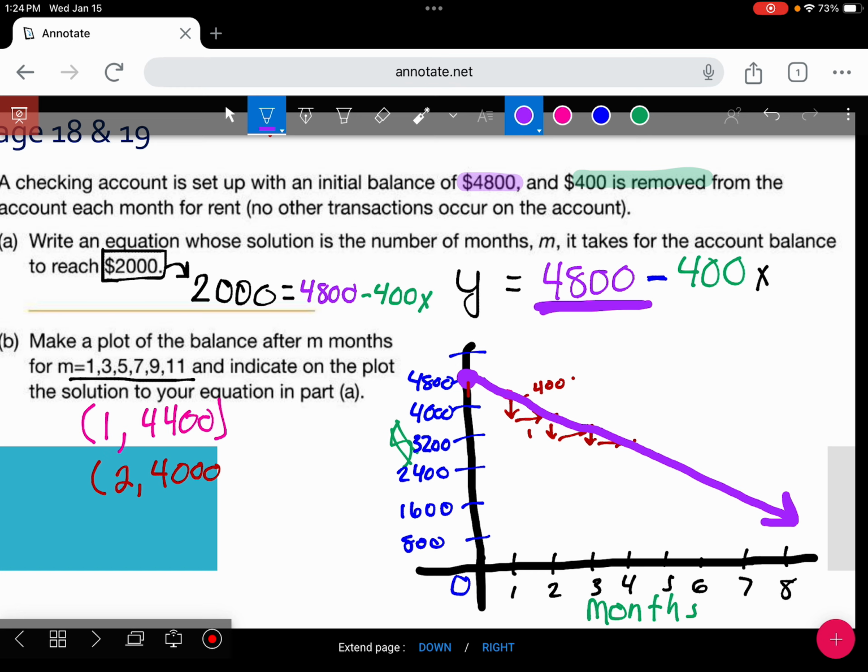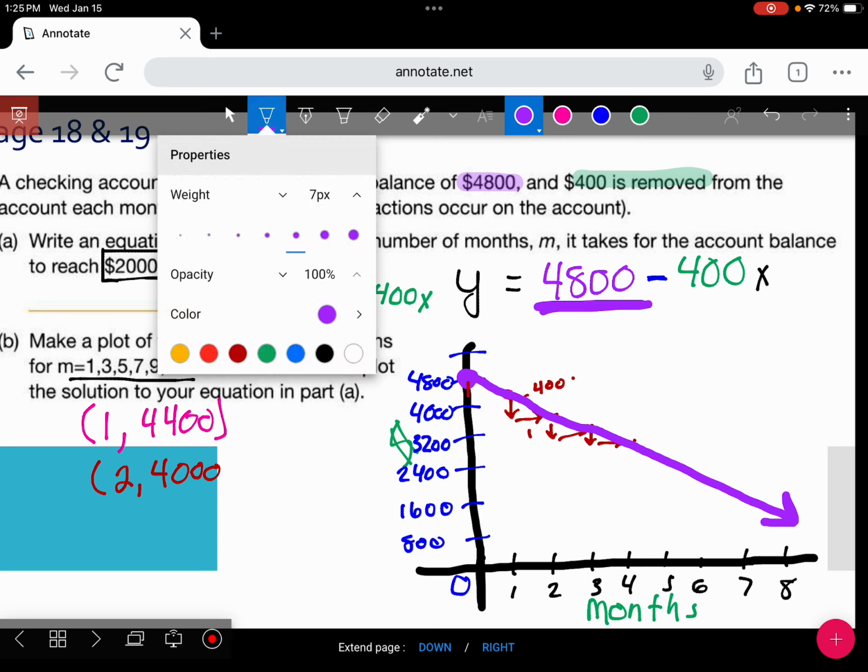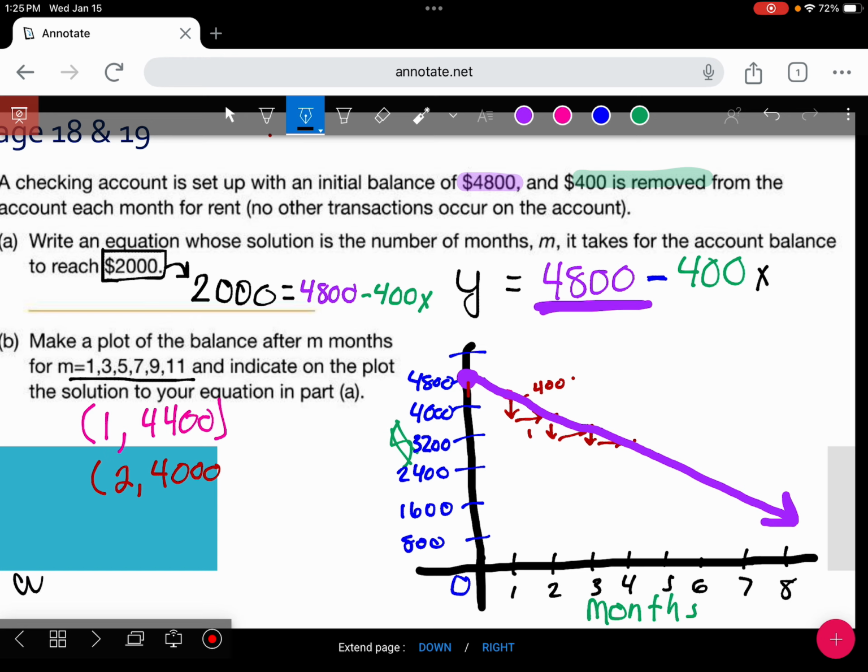Because my question for you is, when does he have $2,000 in his bank account? Or when do we have $2,000 in our bank account? Because there was no person given here. At what month will we have $2,000? What do we think? That means x equals what?